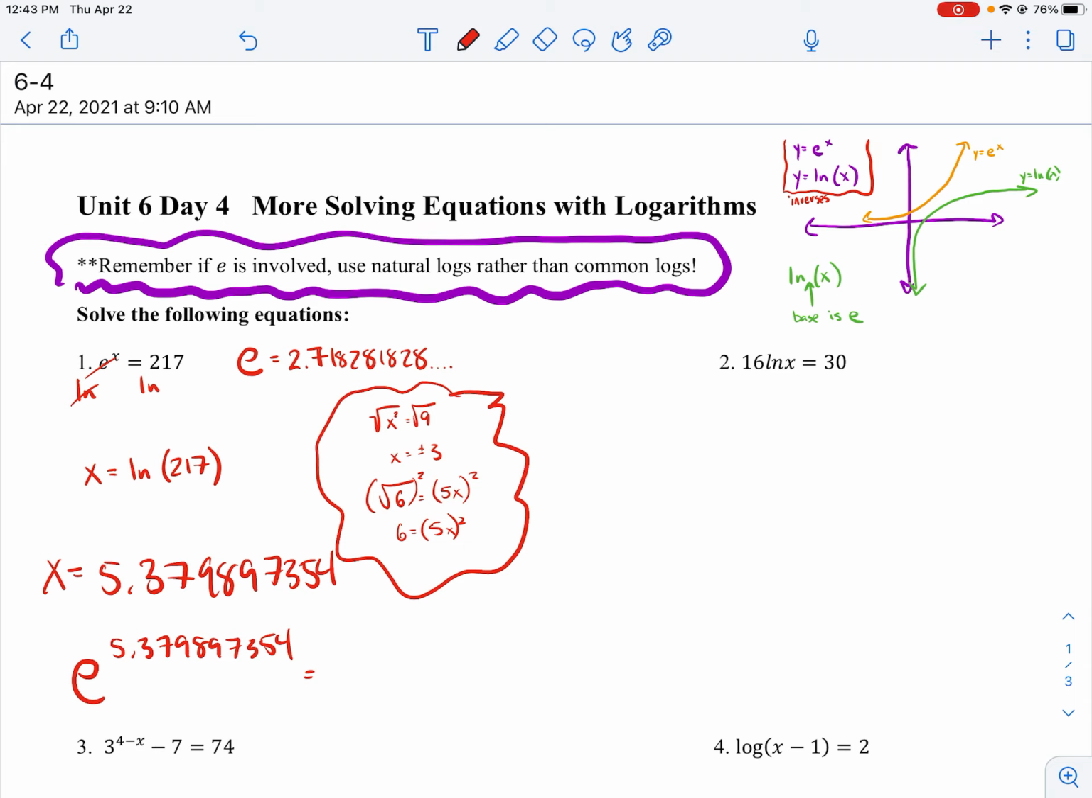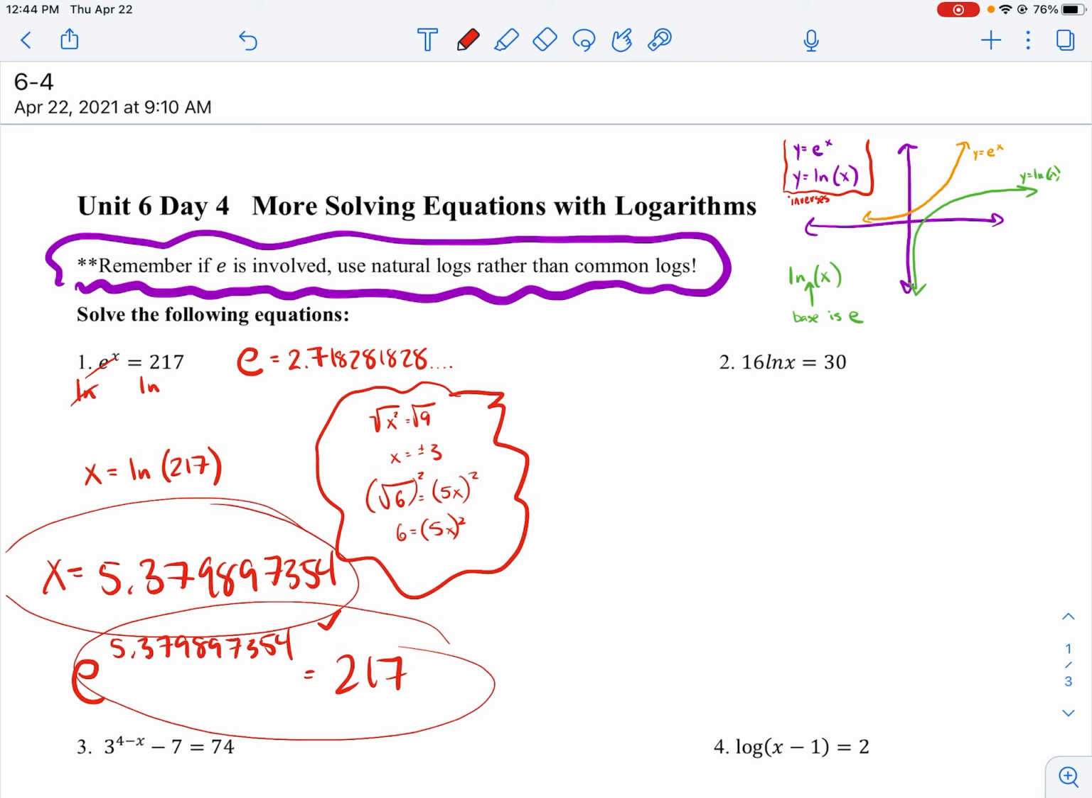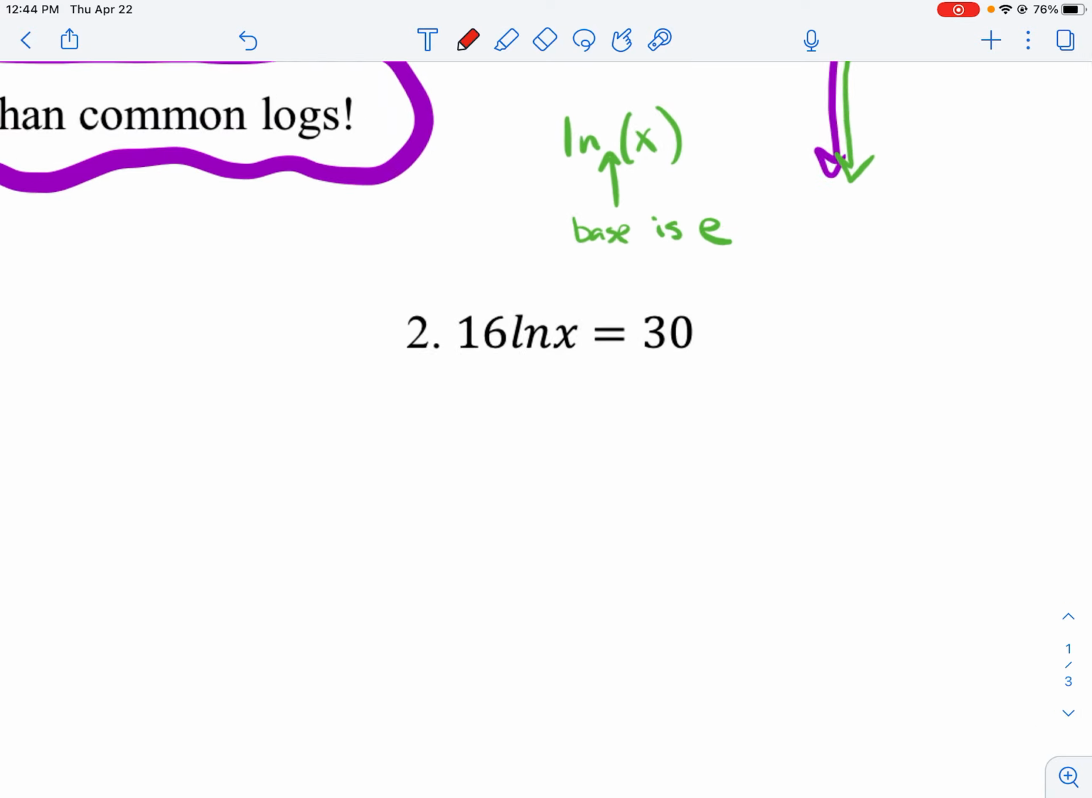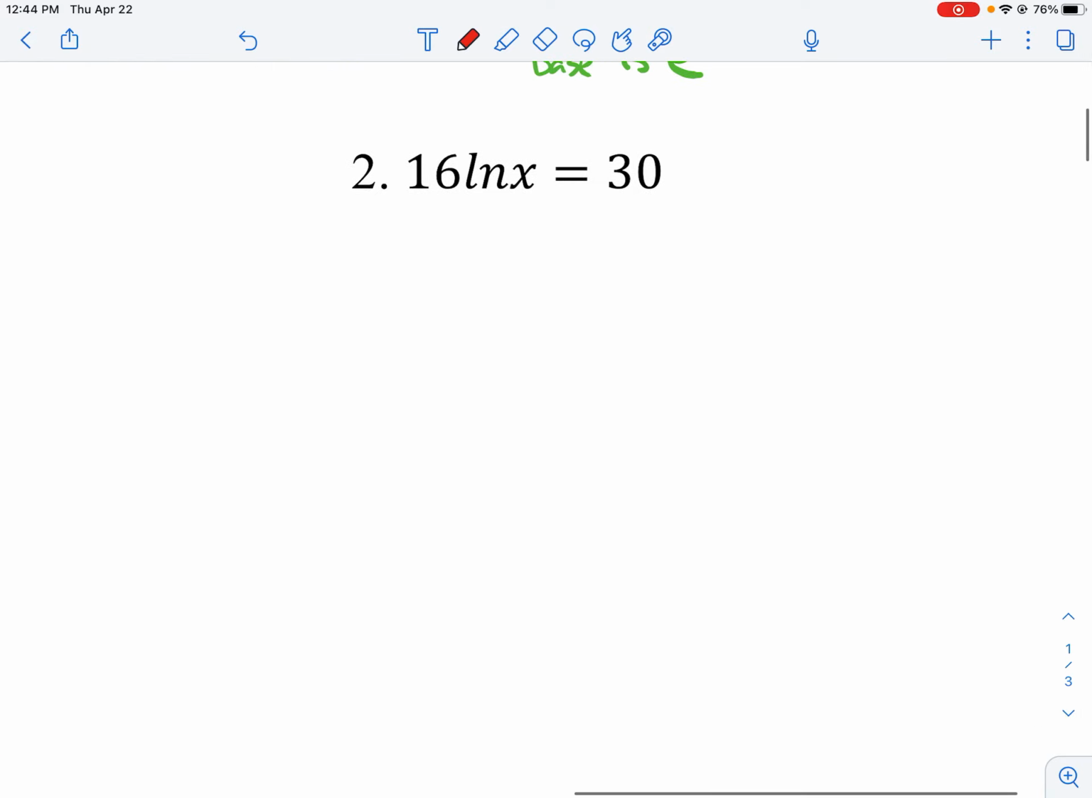And by doing so, you're going to get 217. Okay? So it checks out. Right? So that's what you do if you have an e in there. But what if you have a natural log? Same sort of pattern, just we're raising it to something different.